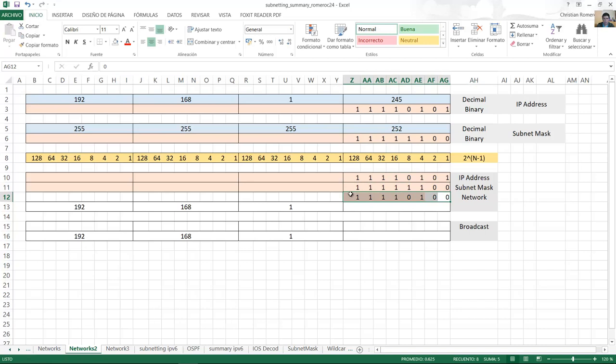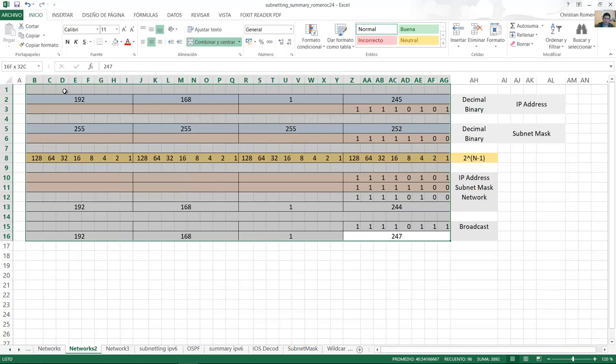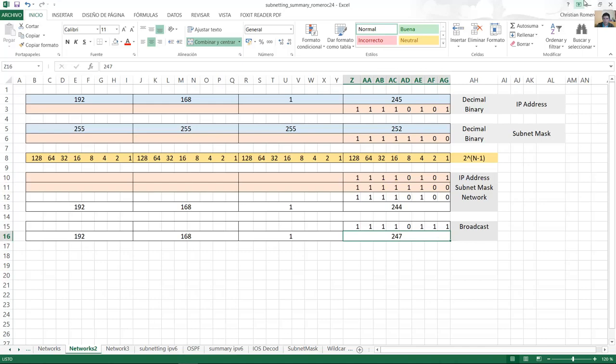And this is the network address. So this in decimal is 240 plus 4, 244. And for the broadcast, any number multiplied by 1 is 1, and fill the remaining spaces with 1s. So this is the broadcast, and the broadcast is 244 plus 7, 247. It's a very simple method, and you can use it for the remaining problems.